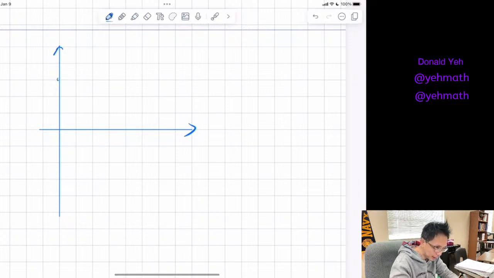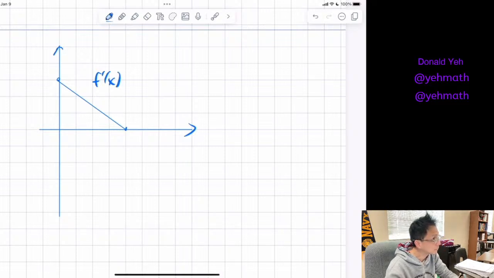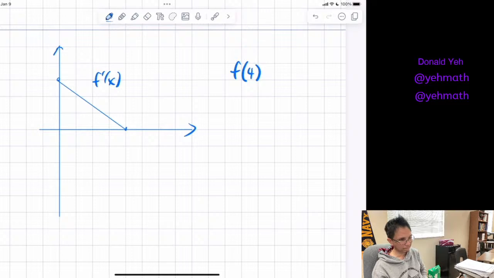So if I had something like this, but actually I'm gonna do something like, okay, I'm gonna do something like this. So I'm gonna say this is f prime of x. Okay, and how do I find out f of 4? And this question is a little bit harder. I want you guys to try it. How do I find out f of 4?